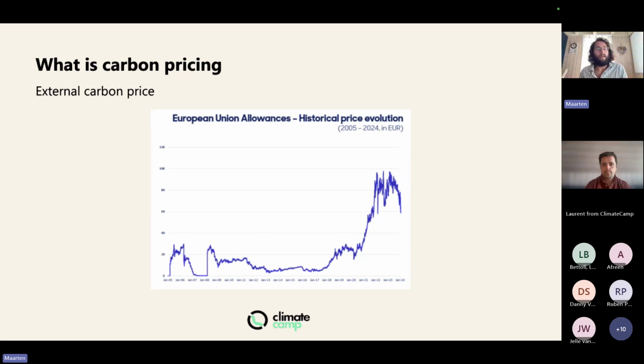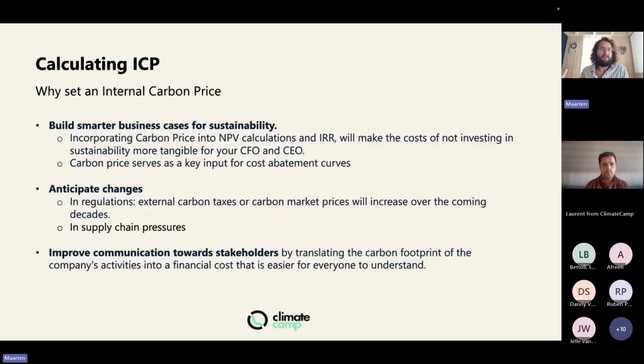Now, if we want to calculate an internal carbon price, we need to ask ourselves the question, why should we set an internal carbon price? And there are three main reasons. As I started this presentation, you should use internal carbon price to build smarter business cases for sustainability.